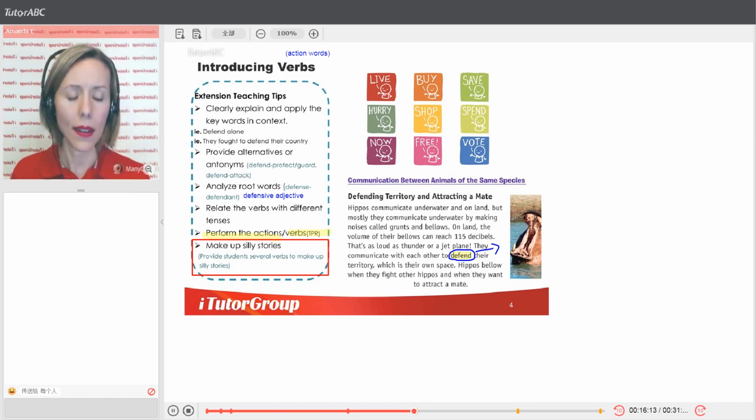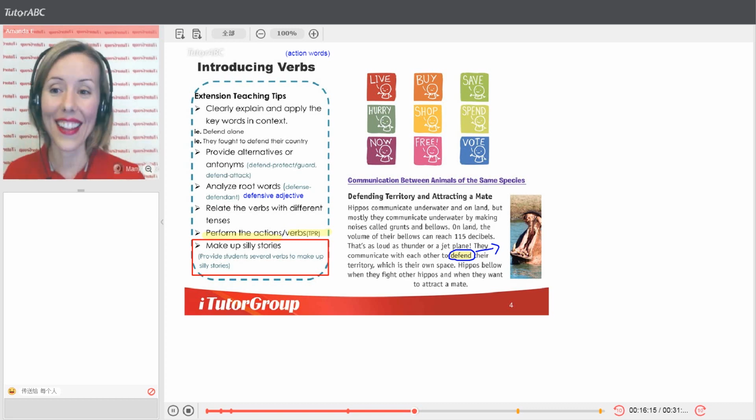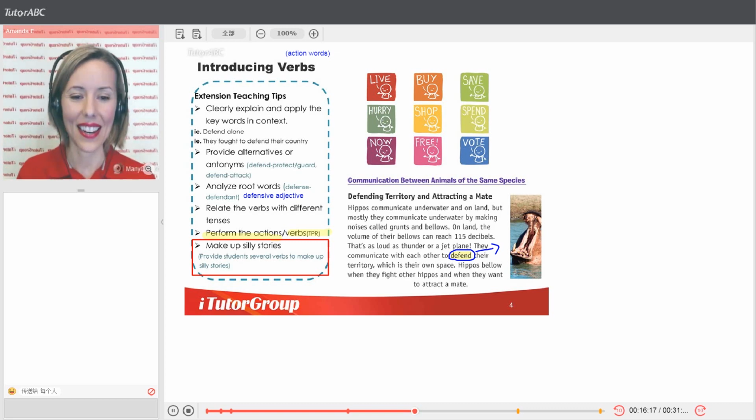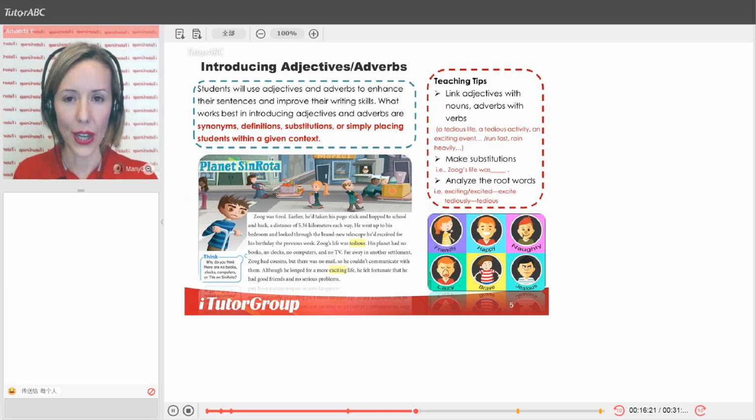If they seem pretty confident, let's try it out. Let's see if you can make a sentence. All right, so that is verbs.